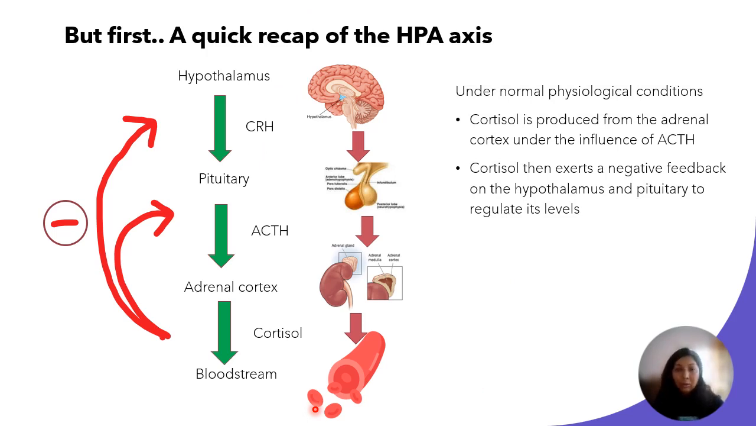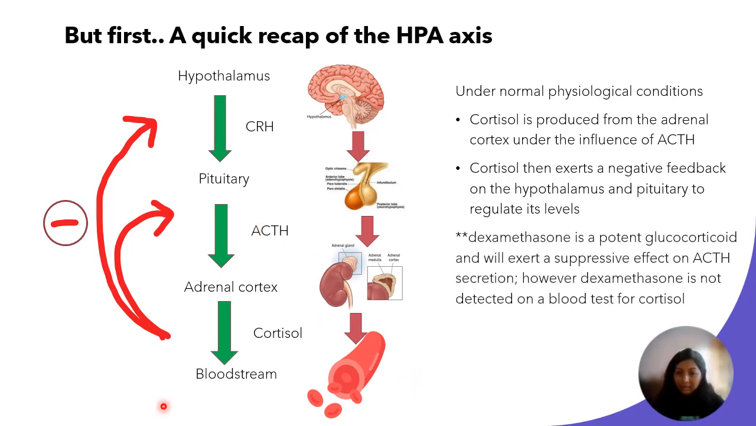So under normal physiological conditions, cortisol is produced in the adrenal cortex, and it is produced under the influence of ACTH. And the cortisol then exerts this negative feedback on the hypothalamus and pituitary. So this is the whole feedback loop, how you regulate your cortisol levels.